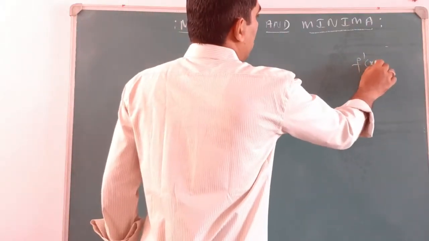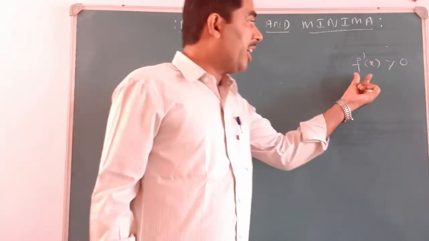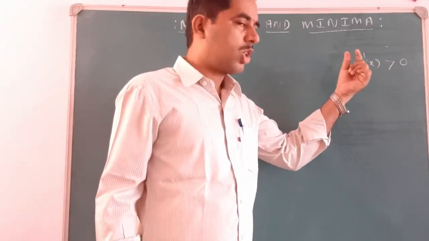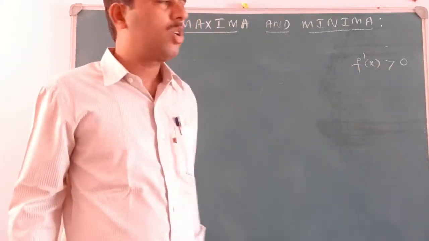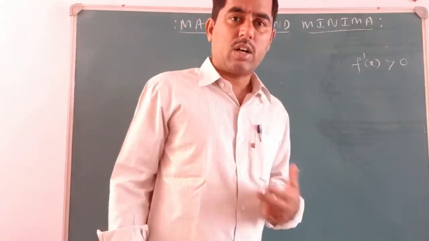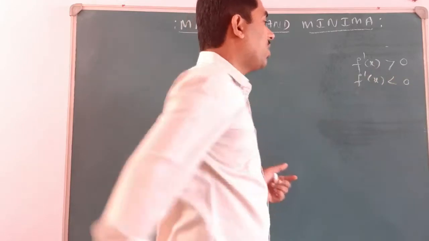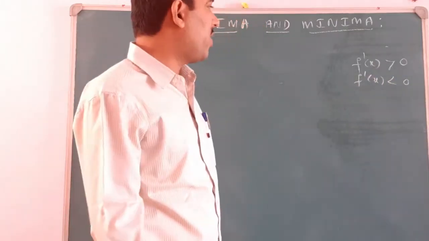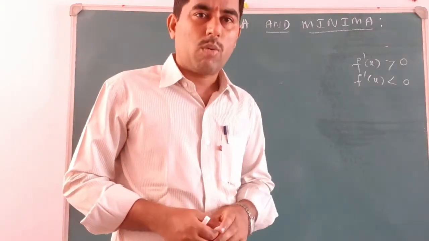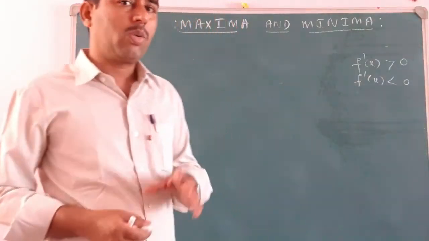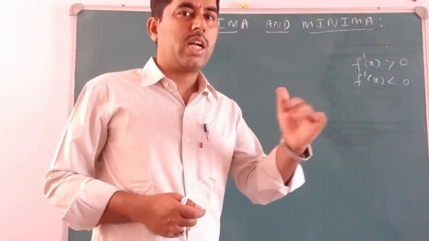If f dash x is greater than 0, that is, derivative f dash x means dy by dx, that is the slope of the tangent. If it is positive, then the function is said to be increasing, strictly increasing or increasing. If the slope of the tangent, or the sign of the derivative f dash x, is negative, then we say that the function is decreasing. We have worked out some examples and found the intervals in which the functions are increasing or decreasing.